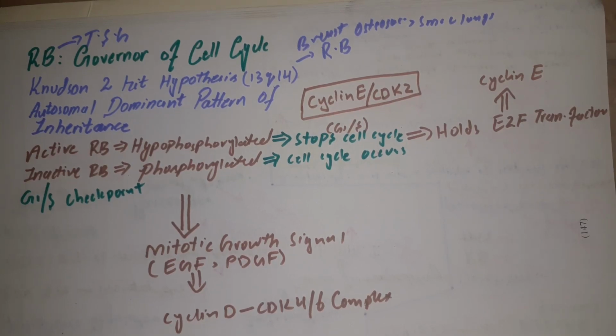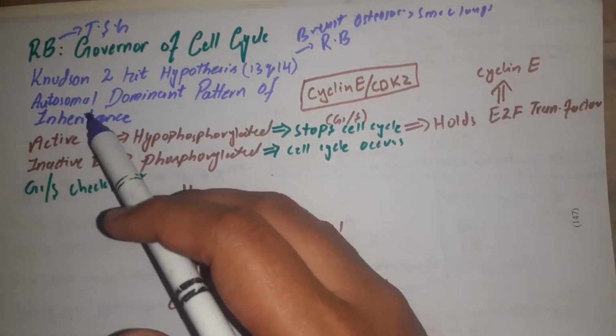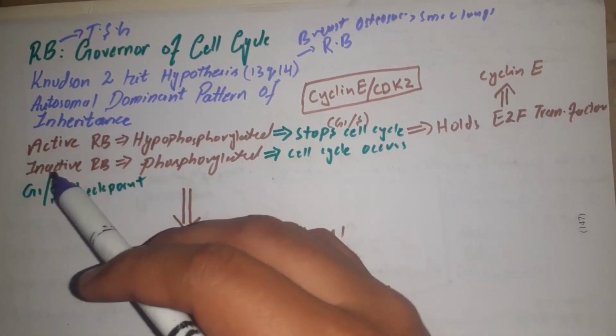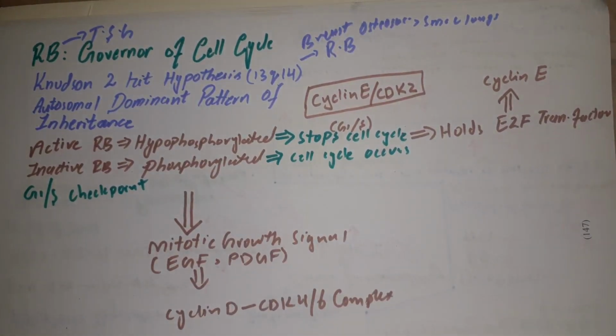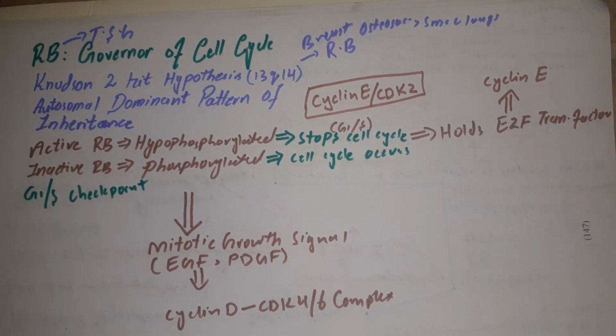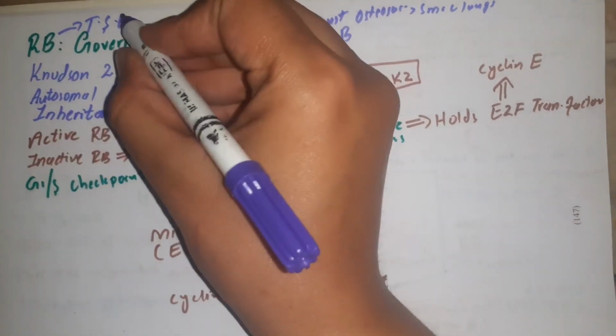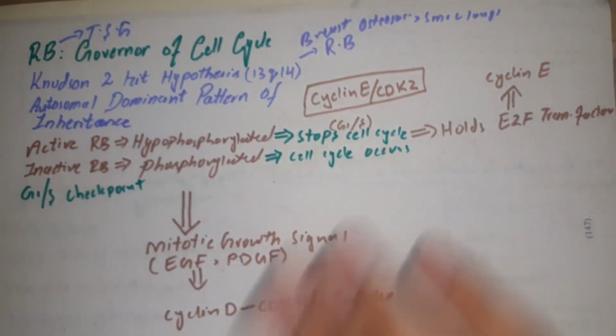Okay, so how does it function? Retinoblastoma exists in two forms, an active form and an inactive form. It is active when it is hypophosphorylated, or you can say when it is not phosphorylated, it is active. And in its active state, what does it do? It stops the cell cycle, as it is a tumor suppressor gene. So when it is in the activated state, it stops the cell cycle.